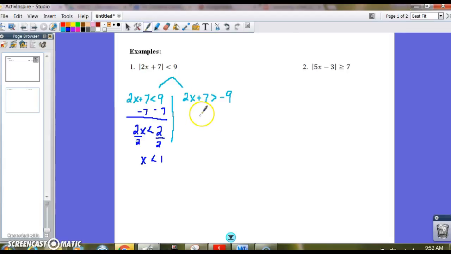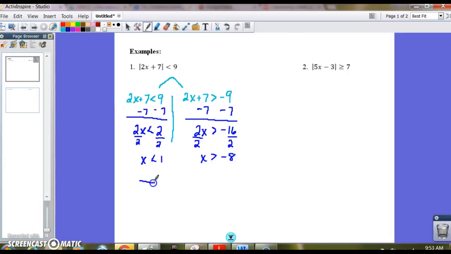Over here on the right, if I subtract 7 from both sides, I end up with 2x is greater than negative 16. Negative 9 and negative 7 gives you negative 16. Divide by 2, and I end up with x is greater than negative 8.